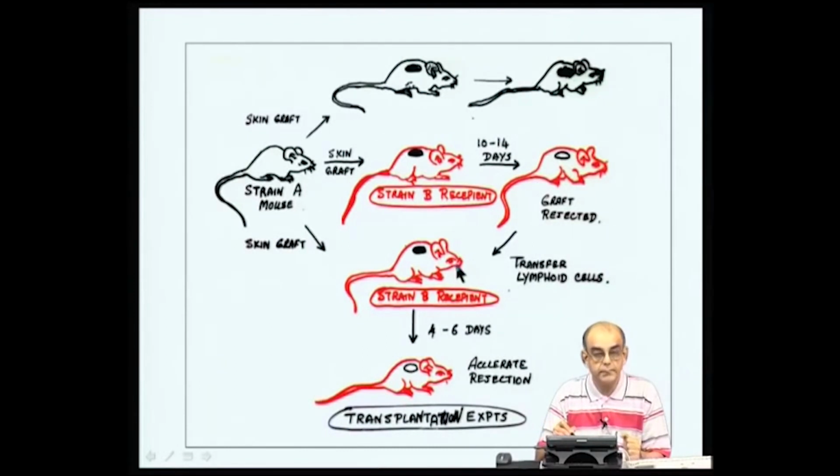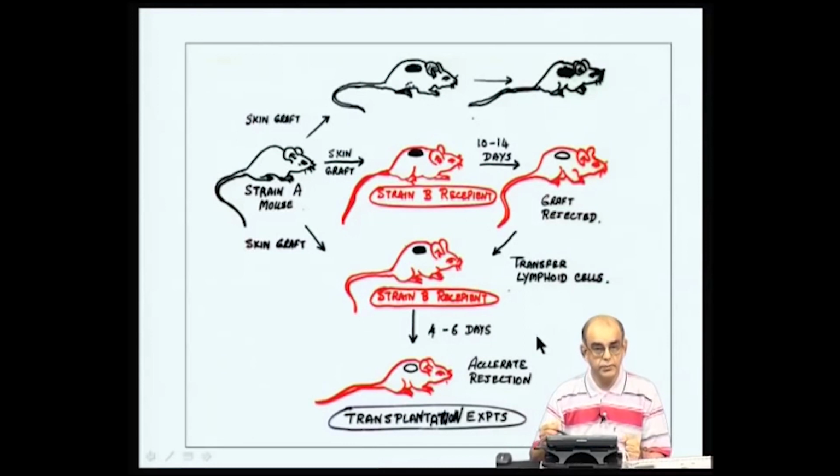So, you took such a recipient and then grafted on the black piece of skin, and you found the same phenomenon of accelerated rejection. In other words, this kind of immunological memory that we spoke about was being transferred by these lymphoid cells or lymphocytes or splenocytes that were being injected into this mouse.